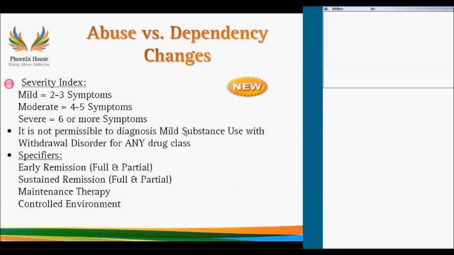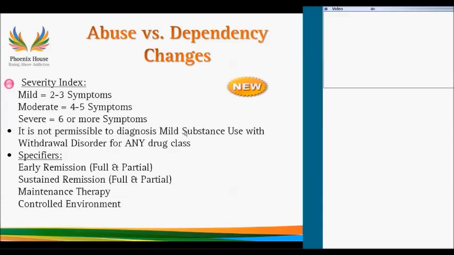So here is where I want to address those concerns. The severity index for all substances is based on what you see on this slide. Mild is when the person has met 2 or 3 symptoms out of those 11. Moderate is 4 to 5, severe is 6 or more. Now, for those of you who are going to say, well, what about withdrawal? What about tolerance? If you look at the diagnostic criteria, in order for someone to meet criteria for tolerance, more likely than not, they're going to have several other symptoms as well. That's the logic that's been applied.